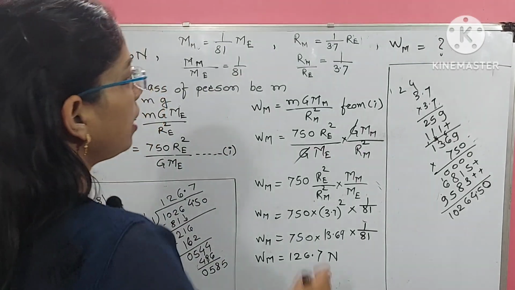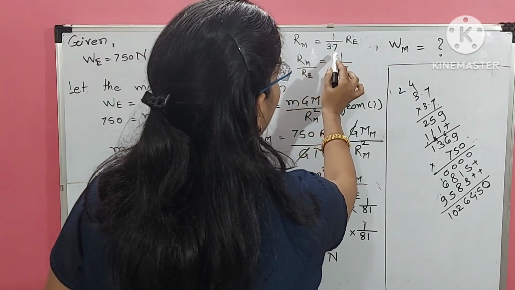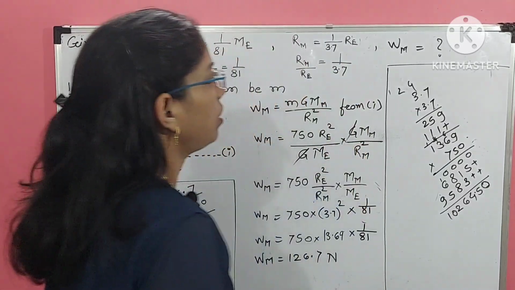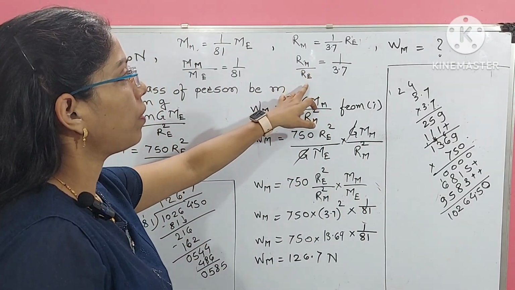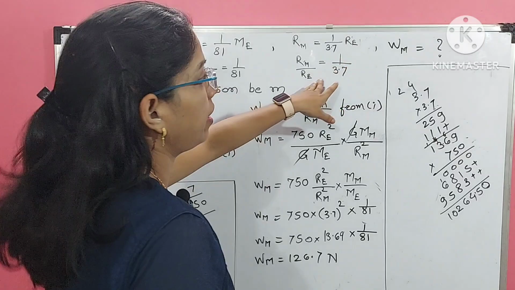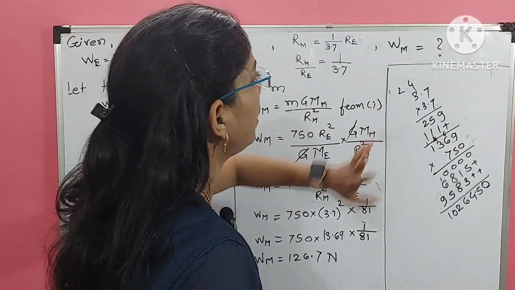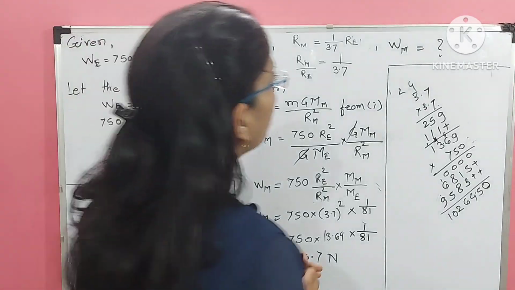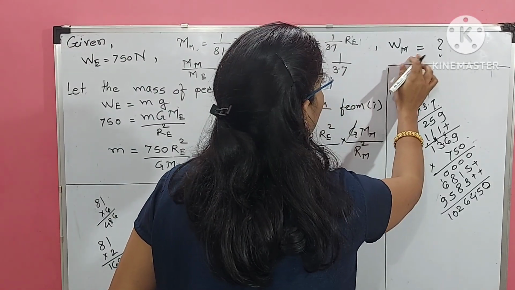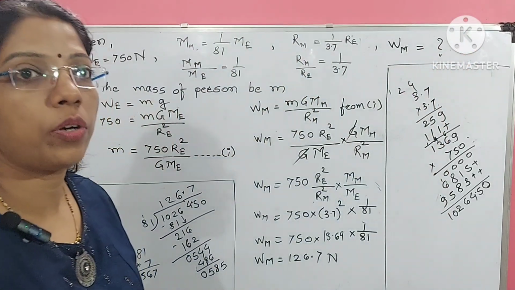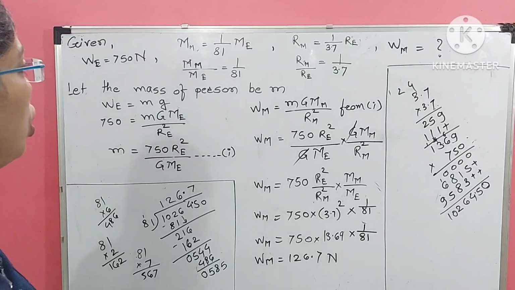Another thing given is that the radius of the moon is 1/3.7 that of the radius of the earth. So we can write radius of moon upon radius of earth is 1/3.7. So what do we have to calculate? Weight on moon is equal to how much? We have to calculate the weight of the person on the moon.